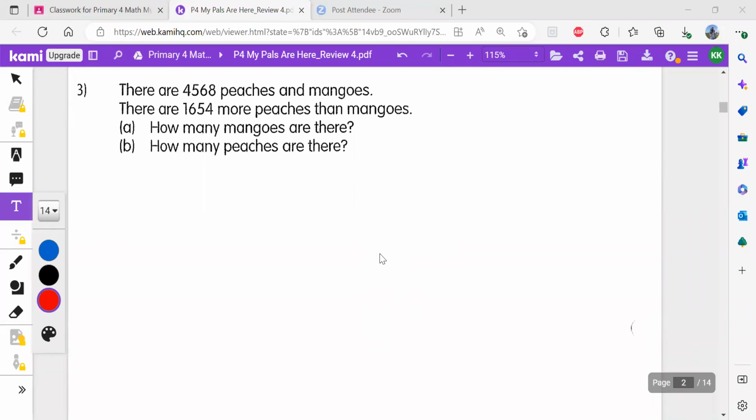Question 3. There are 4,568 peaches and mangoes. There are 1,654 more mangoes than peaches. How many mangoes are there? How many peaches are there?